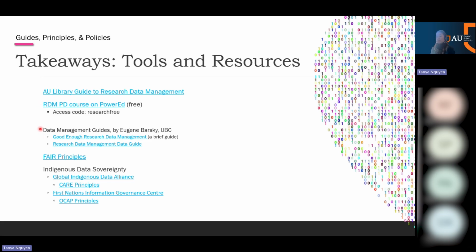And there are some data management guides provided by Eugene Barsky from UBC that are also a great introduction to research data management. And we went through in a lot of detail the different principles that relate to Indigenous data sovereignty as well. And they're also available in more detail online.